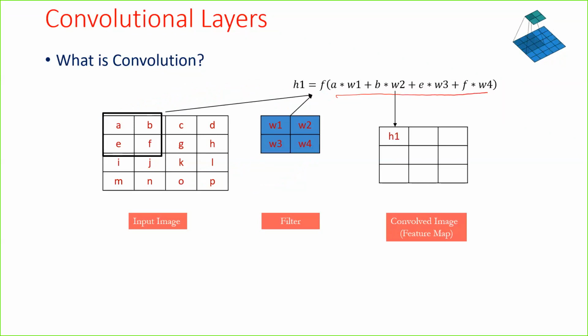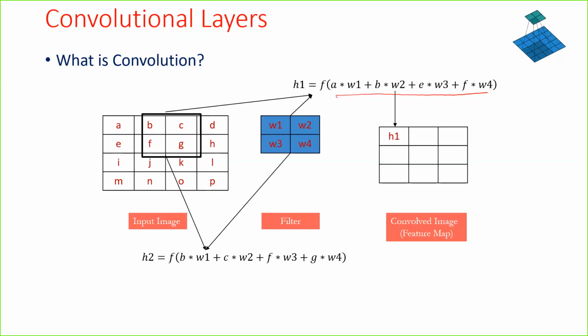Now shift this filter one position right, like this. After shifting the filter one position right, again follow the same procedure. Multiply the weights with the corresponding values, take the sum over that, and give it to the activation function f. Then you will get H2, and you place H2 here.